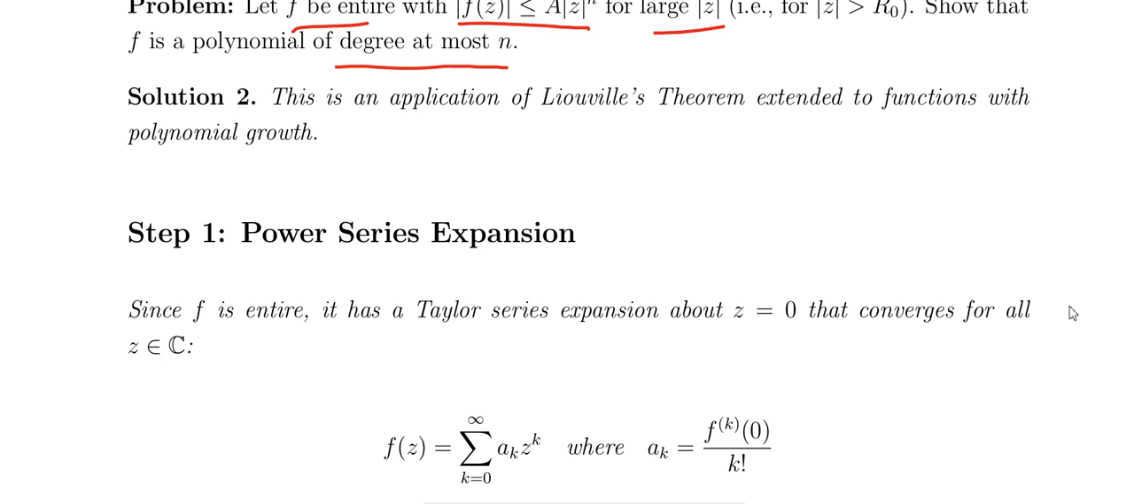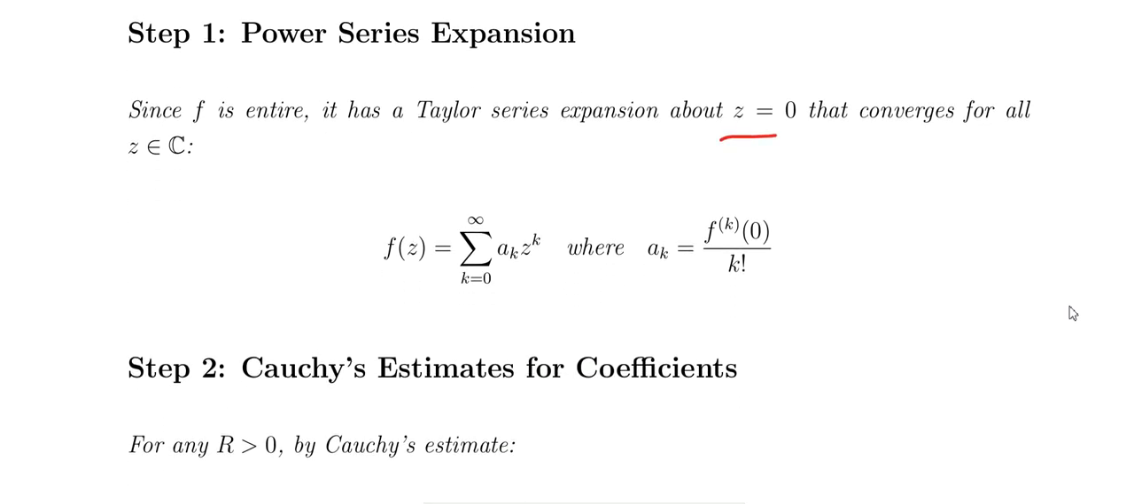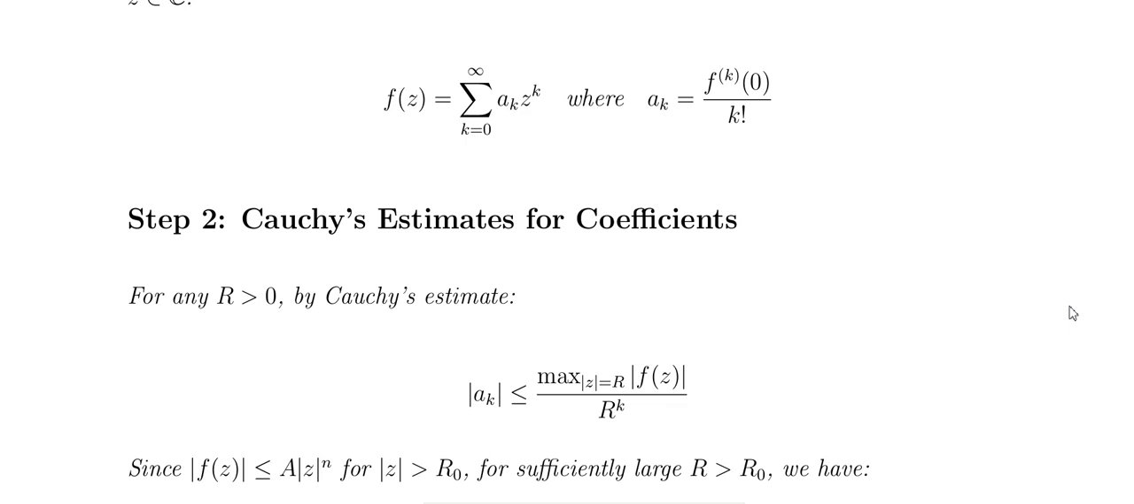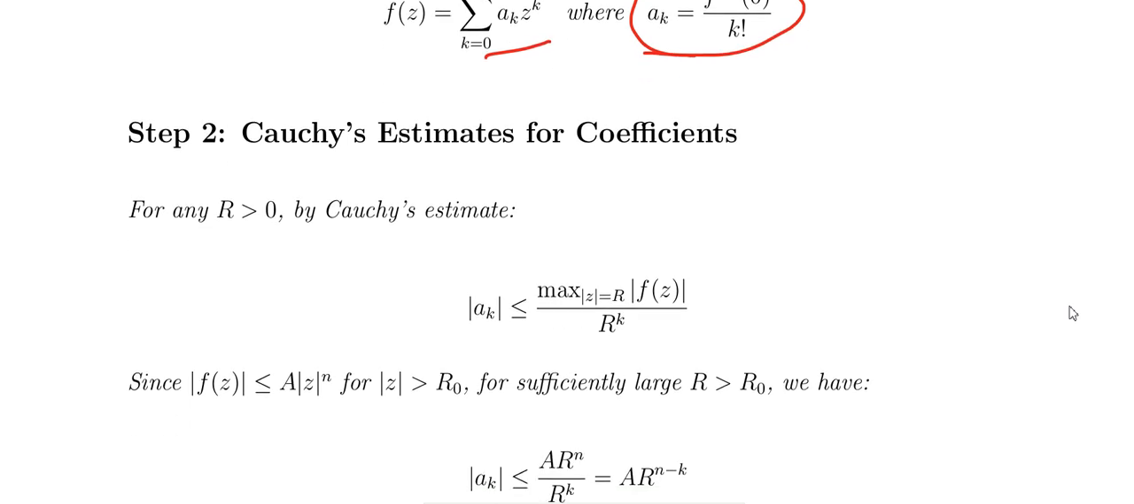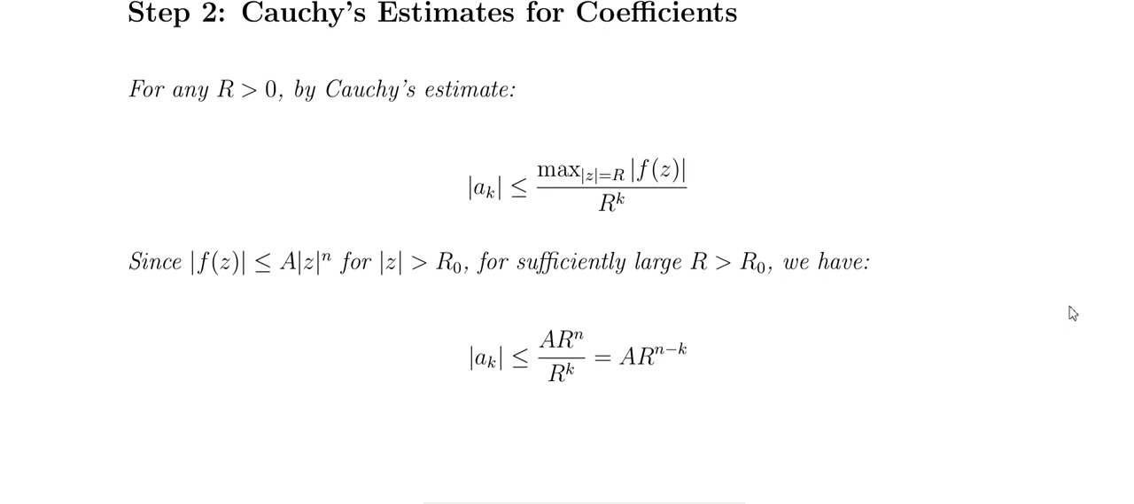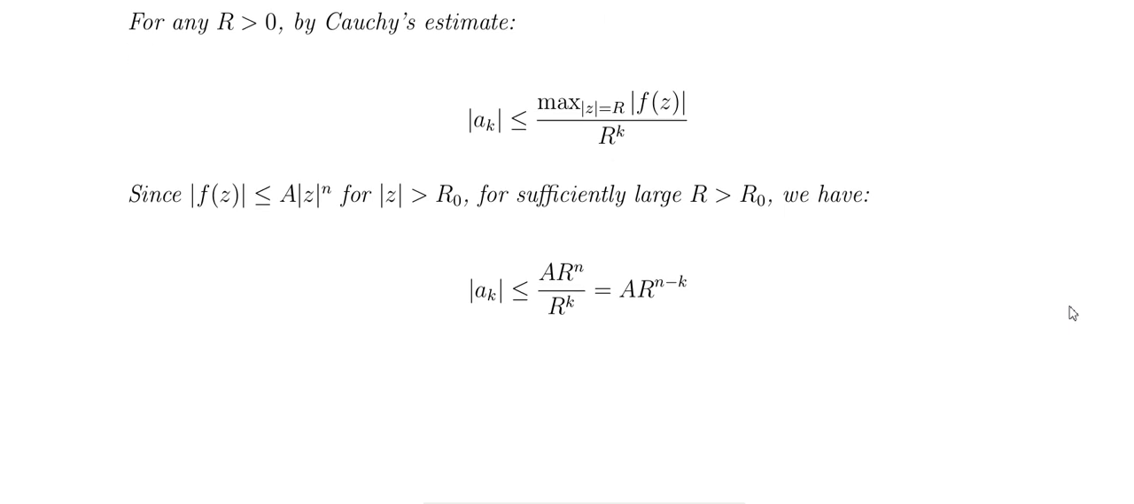Since f is entire, it has the Taylor series expansion about z equal to 0 that converges for all z, that is f of z equals summation ak z power k, where ak is the kth derivative at the point 0 divided by k factorial. By the Cauchy estimate, mod of ak is less than or equal to the maximum over mod z equal to r of mod of f of z divided by r power k. Since mod f of z is less than or equal to A mod z power n for mod z greater than r, this gives A r power n divided by r power k, that is r power n minus k.